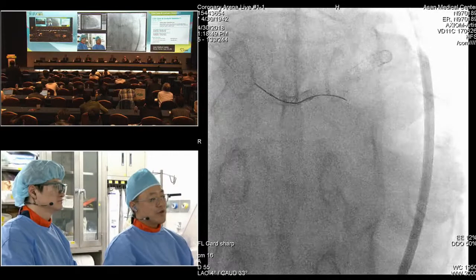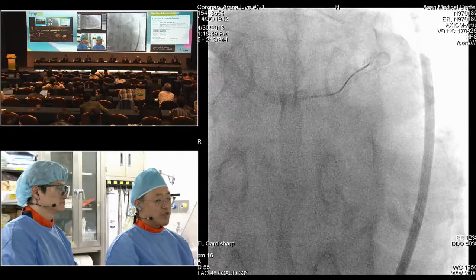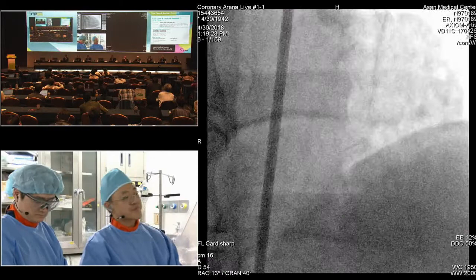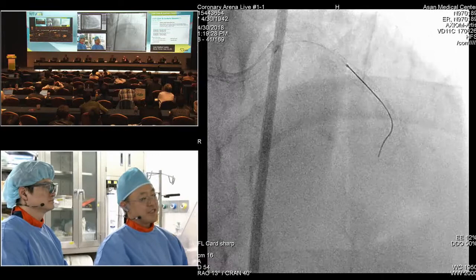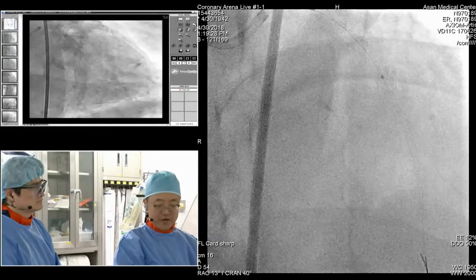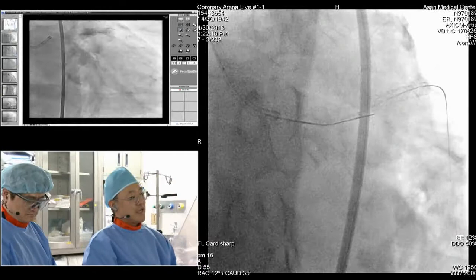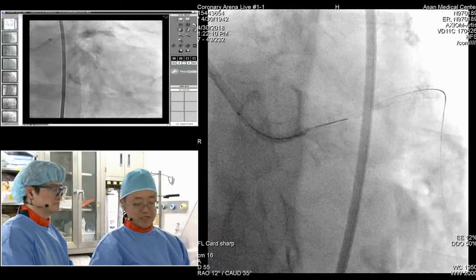The angle is very acute, so it takes time to pass to the LAD, and then fortunately the wire passed that region. Then I tried to push the Fine Cross to the LAD, which also takes time. We passed the distal part of the LAD with the Fine Cross wire, and the distal part was very tight. So I passed the Field FC wire, put in the Fine Cross, and then changed to a long Power Turn wire for extra support. Then I put another wire to keep the diagonal branch, which also takes time.